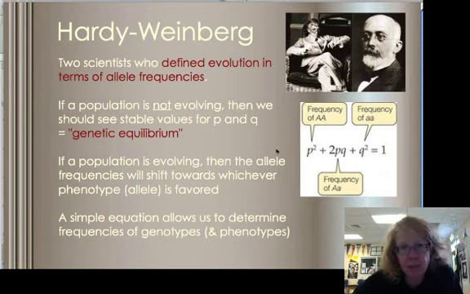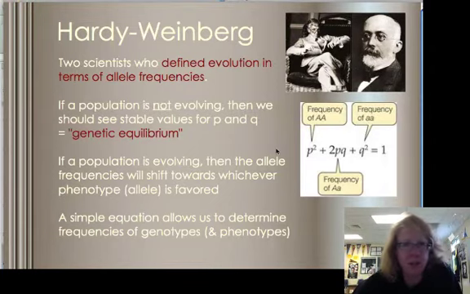So these two guys up in the corner here, Hardy and Weinberg, they were some of the first ones to really put this number stuff down. So you can hate them, not me. But they were the guys that defined what evolution was in terms of gene pools, in terms of allele frequencies. So they said that if a population is not evolving, then over time, even though individuals may come and go, for the most part, the values for P and Q are going to stay the same over time.